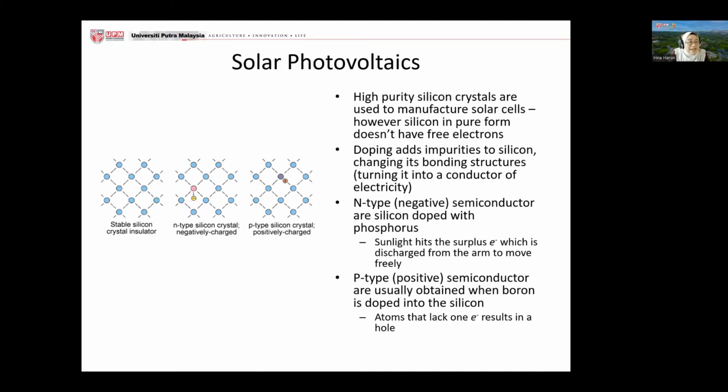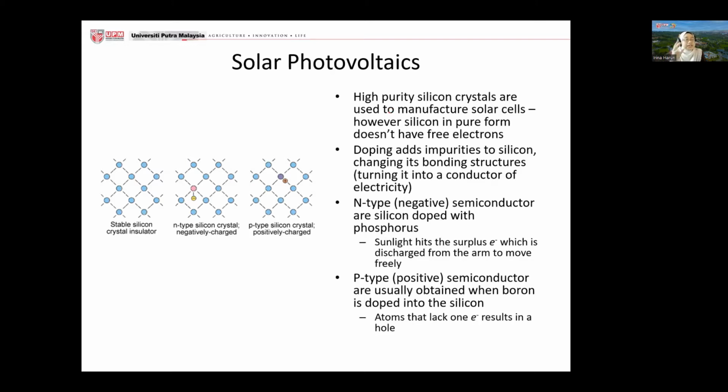So what is actually happening in PV? Solar photovoltaic. Please bear with me because this may be a bit technical, but I will try to make it as general as possible. Usually, solar cells are produced from silicon crystals, basically.